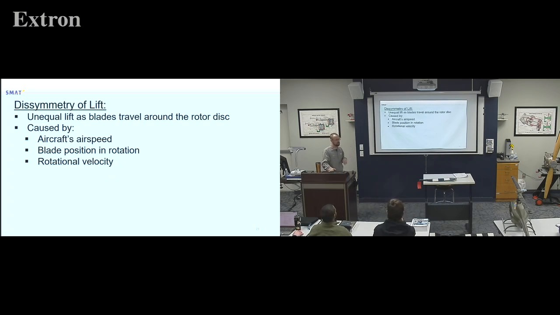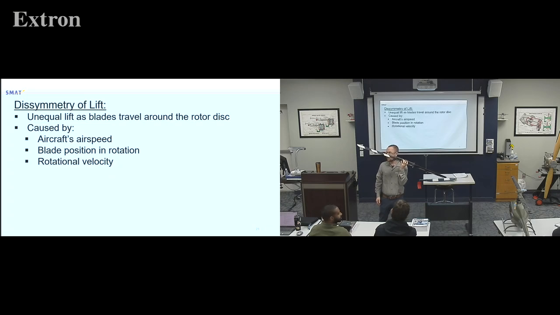So dissymmetry of lift is really contingent upon how the blades are designed. You get a semi-rigid, which is a seesaw, so one blade's up, one blade's down. How does that happen? That's where we get to gyroscopic precession, which we'll talk about. But you get this dissymmetry of lift where you have one blade that's really going up. What's going to happen?